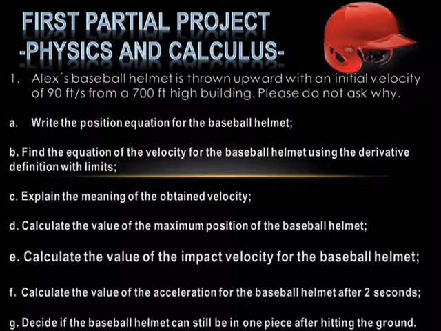Next, find the equation of the velocity for the baseball helmet using the derivative definition with limits. Then explain the meaning of the obtained velocity. Calculate the value of the maximum position of the baseball helmet. Calculate the value of the impact velocity for the baseball helmet. Calculate the value of the acceleration for the baseball helmet after 2 seconds and decide if the baseball helmet can still be in one piece after hitting the ground.